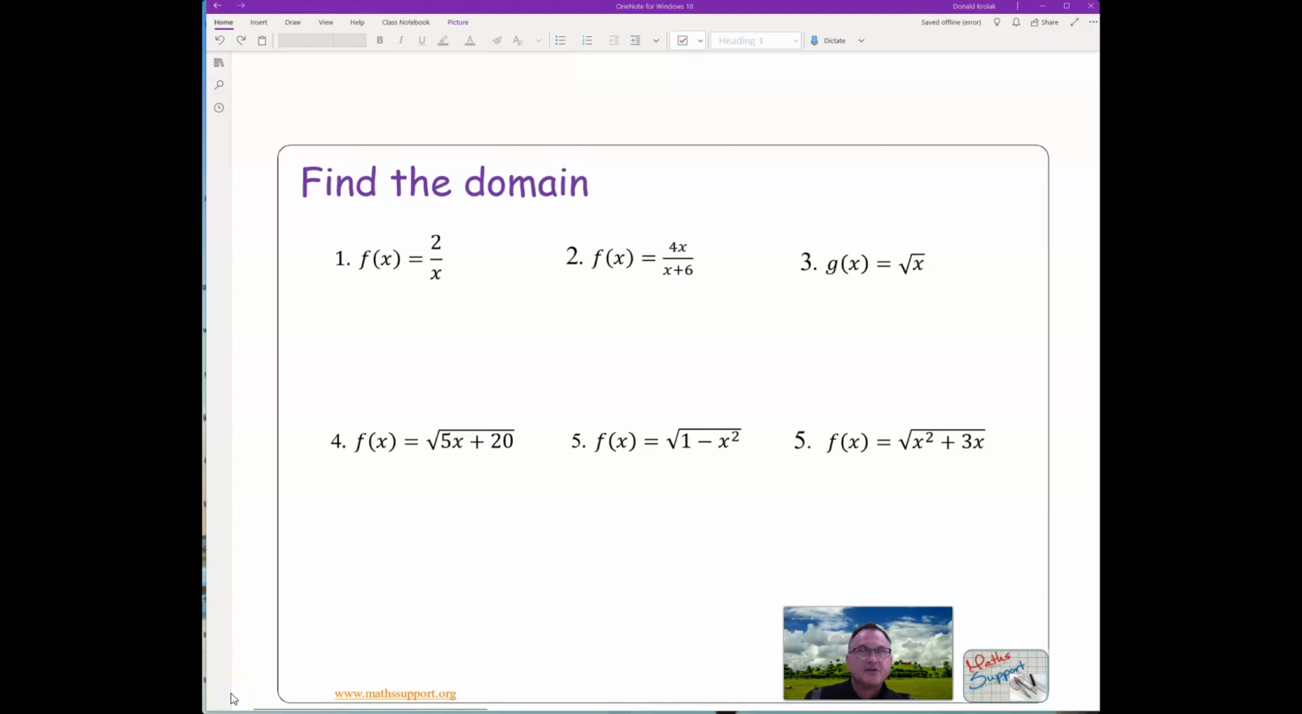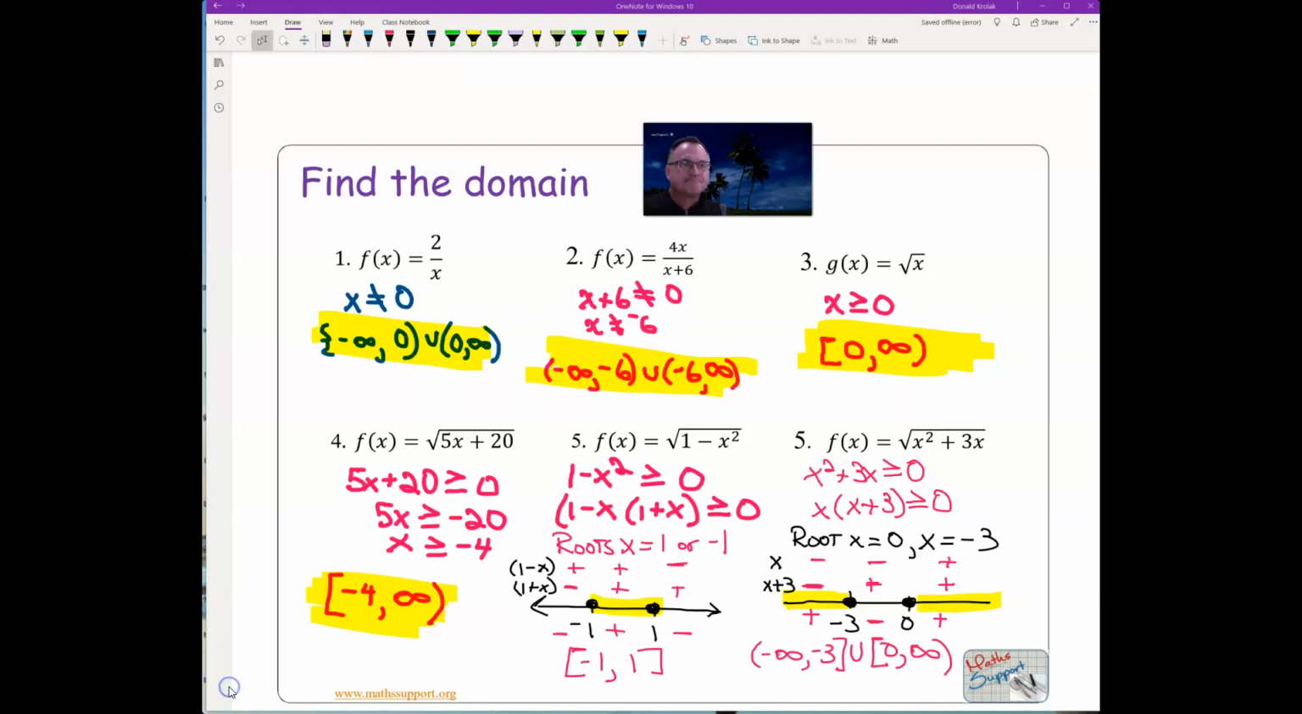All right, finding the domain. So we've done these types of problems. I'd pause the video, work through them, and then see how you do, and you can kind of gauge what your understanding is on how to find the domain of functions. All right, hopefully you did well.